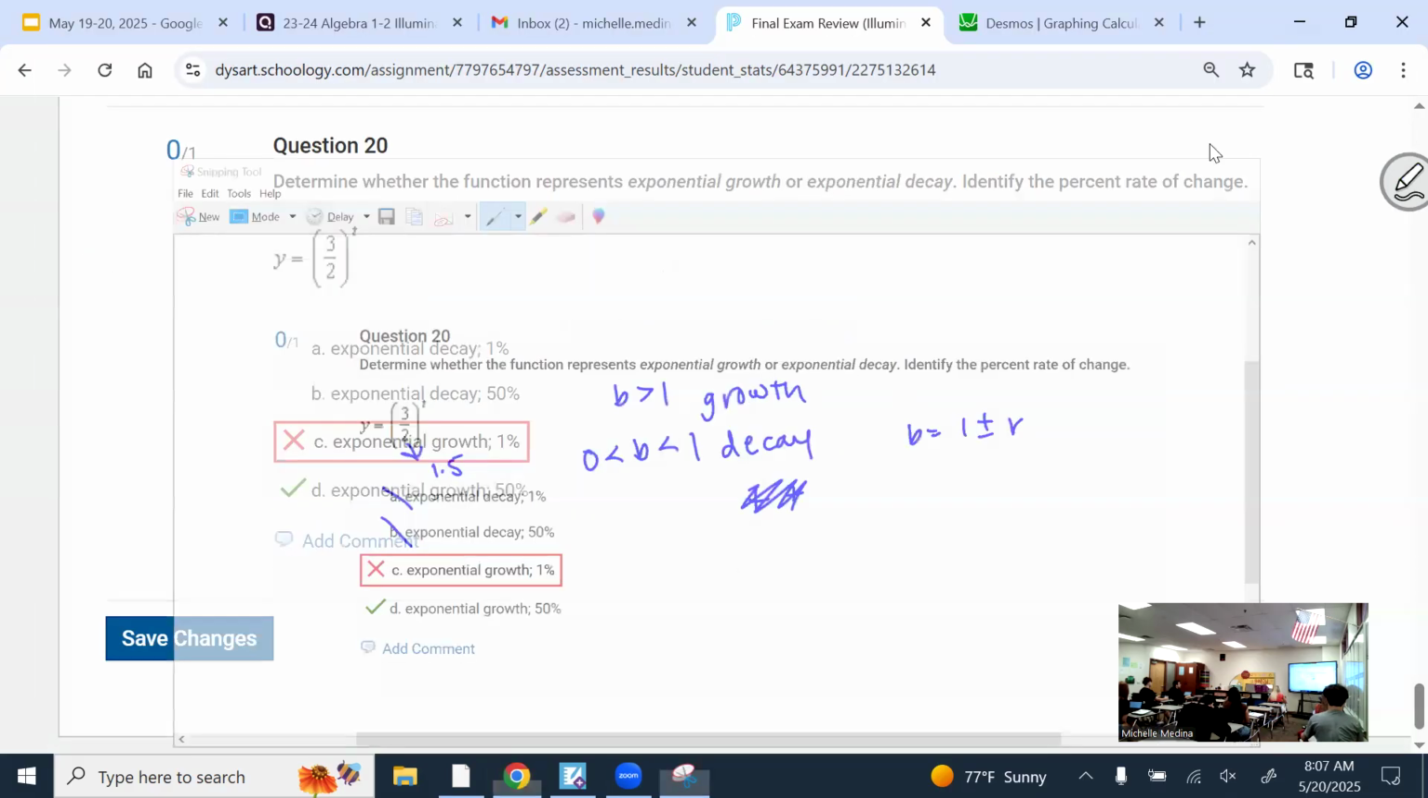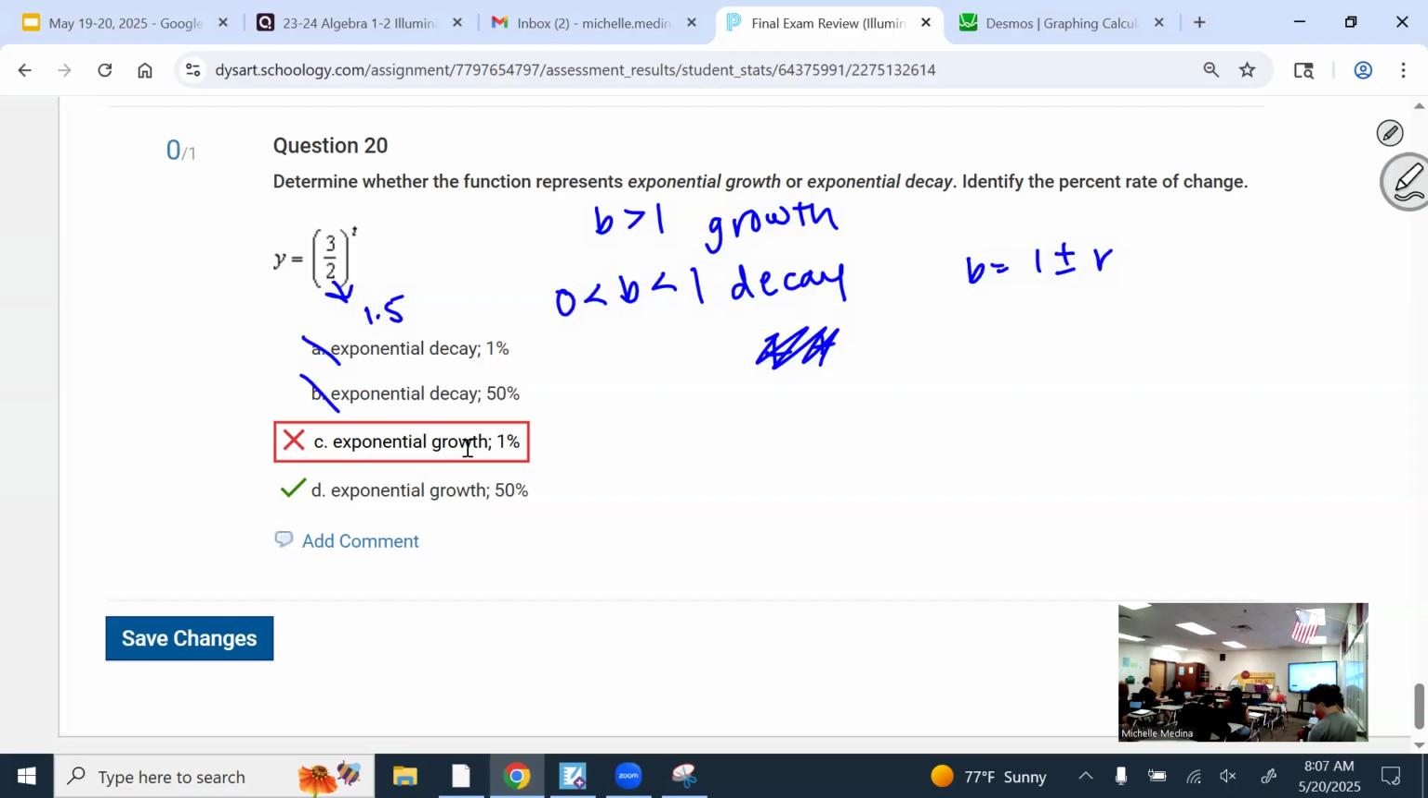For some reason, I thought it marked the wrong answer right, but no, this is right. That's what should have been picked. Because if it's 1.5 for the B value, they would have had to add 0.5, and that is your rate as a decimal. To convert it back to a percent, you have to times it by 100%, and that gives you your growth rate of 50%.